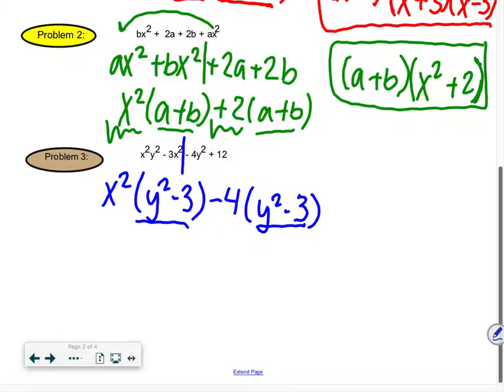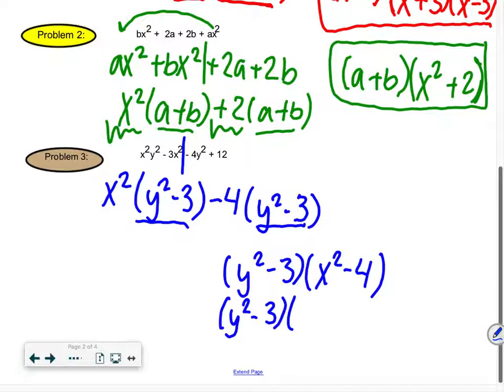Now what? Put that up above as a parentheses set. What's my other parentheses set? X squared minus 4. Can I break down y squared minus 3? No. So I'm just going to write that because it has to come along.